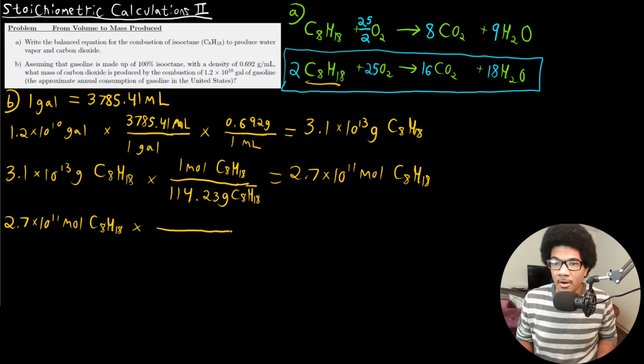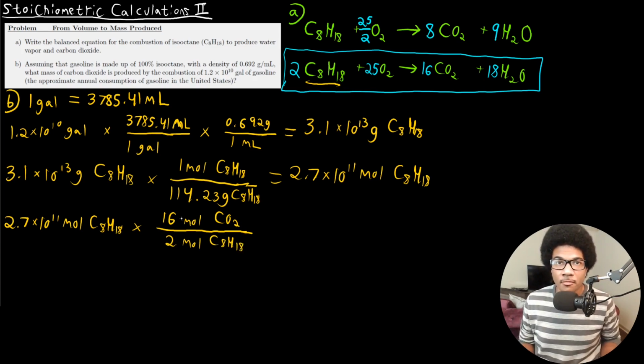And from there, we want to use our mole to mole ratio, right? So how much CO2 is produced per isooctane, right? So we have a 16 to 2 ratio, 8 to 1 or 16 to 2 ratio here between CO2 and isooctane. So for every 16 moles of CO2 that is produced, we consume 2 moles of isooctane.